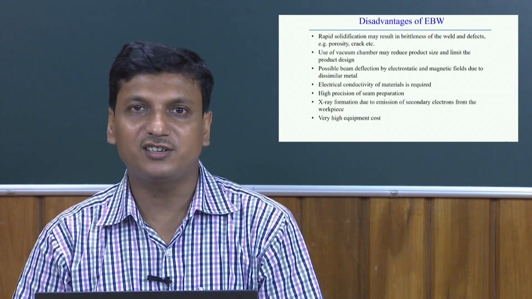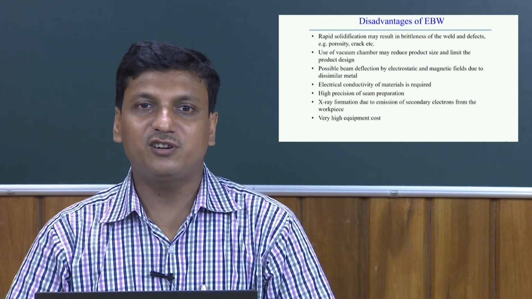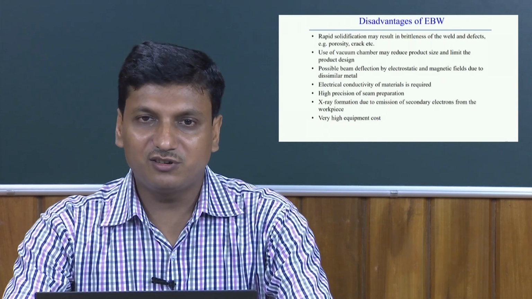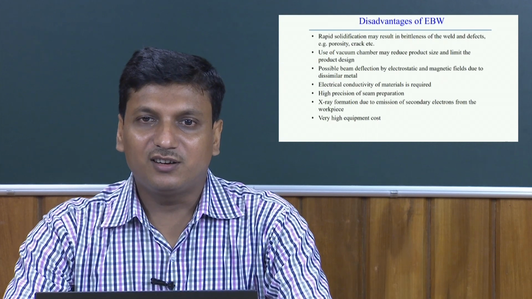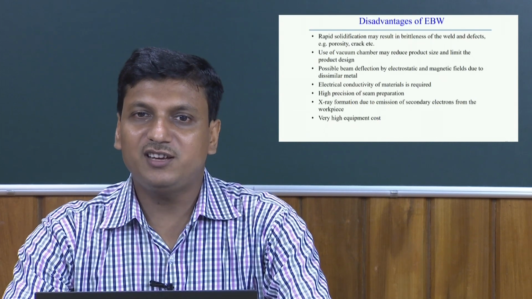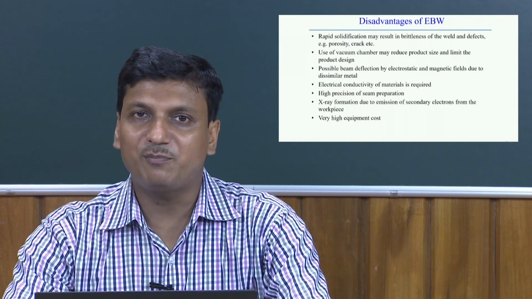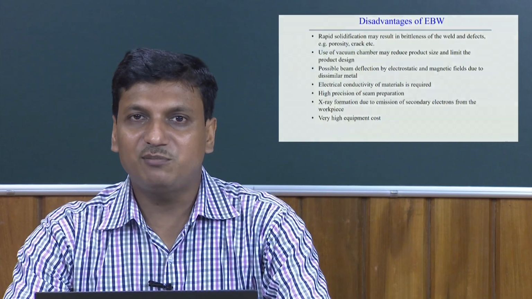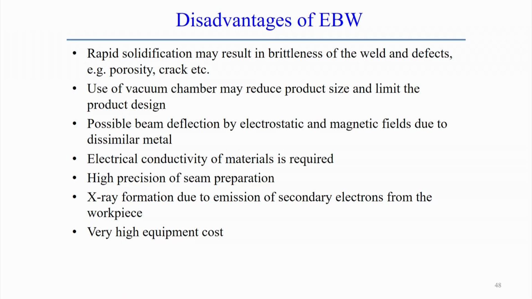But of course, there are certain other disadvantages or negative points of the electron beam welding process. We will try to see what the disadvantages of this process are. First is, of course, high heat concentration. Rapid solidification may happen, and this rapid solidification produces a different type of structure, and in most cases results in brittleness of the weld and several other defects. Porosity and cracks may form due to the rapid solidification. This is one disadvantage.